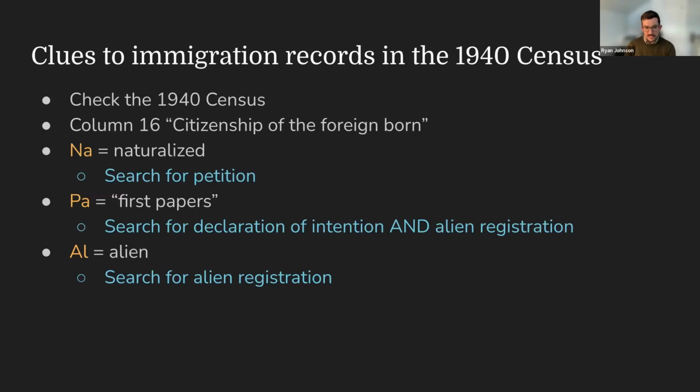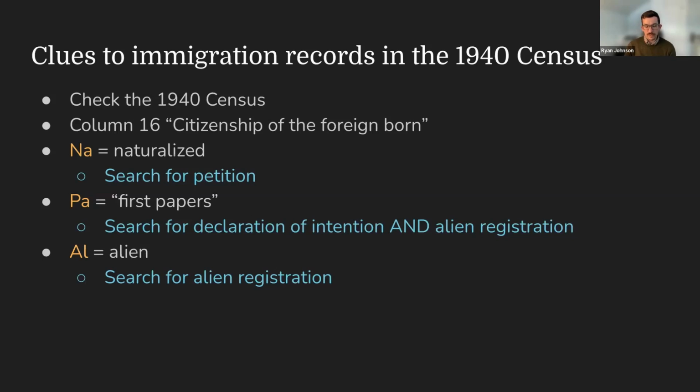On that census, if we look in column 16, it's the citizenship of the foreign born, and we're going to find three different possibilities there. Assuming they were foreign born, they're either going to be naturalized already, in which case we're going to look for a petition for naturalization. Those are court records. And what's special for us today is either PA or AL.